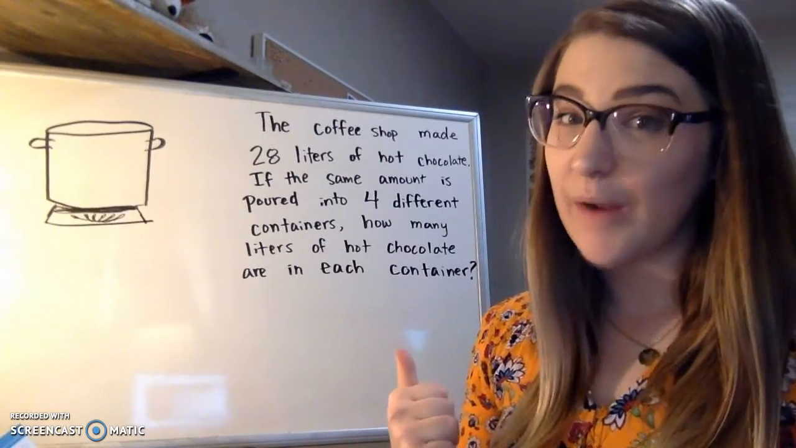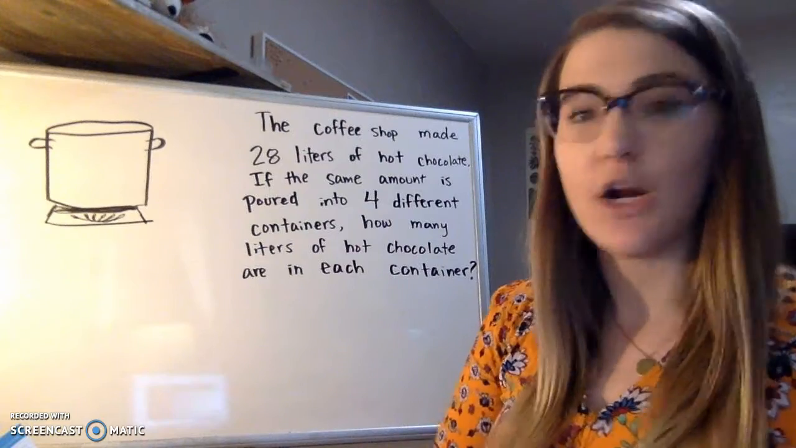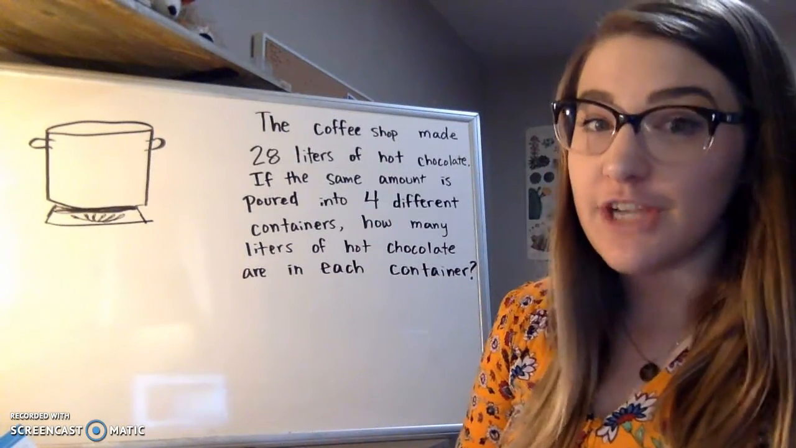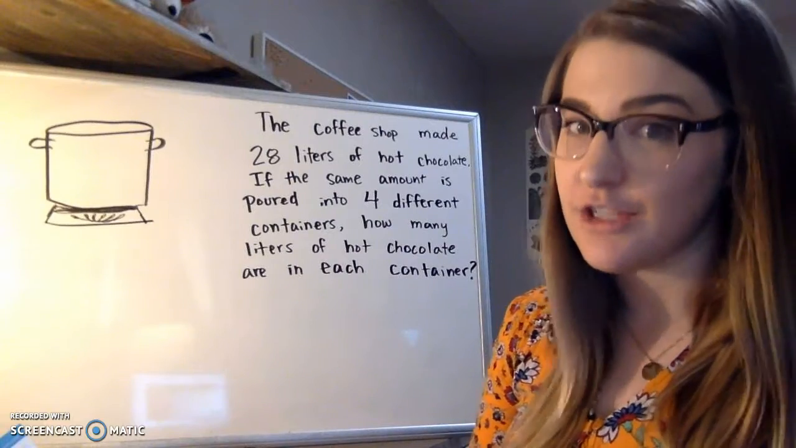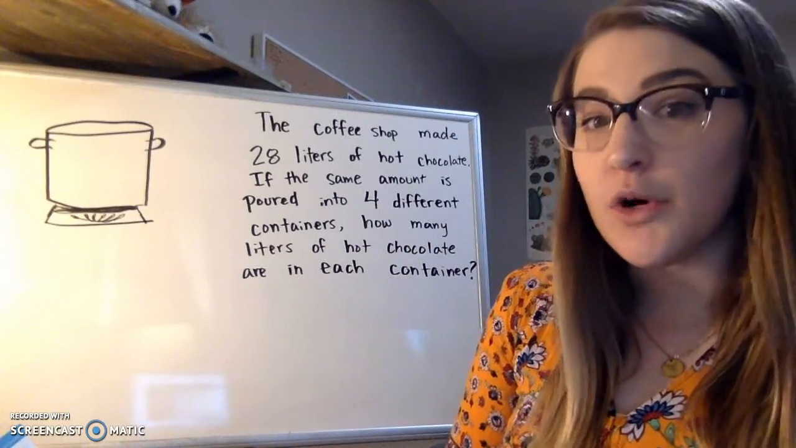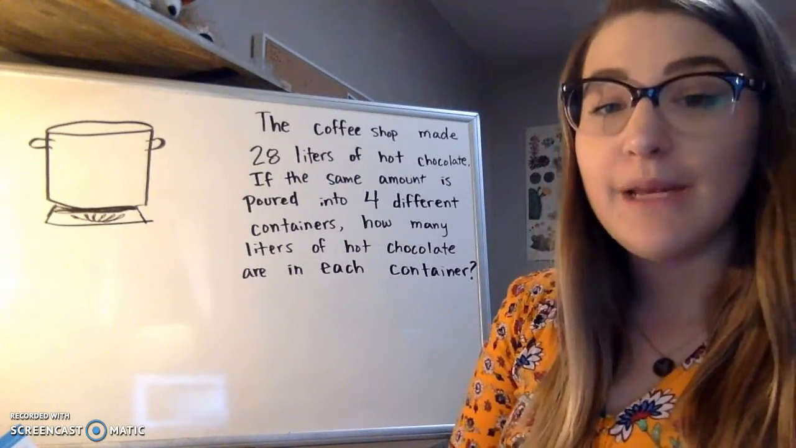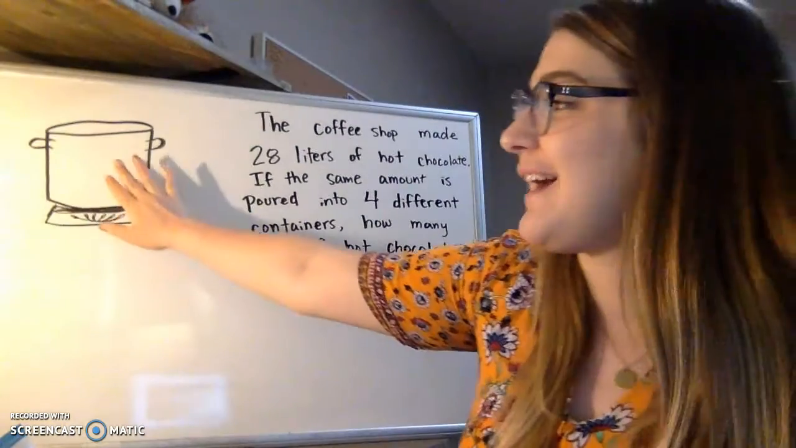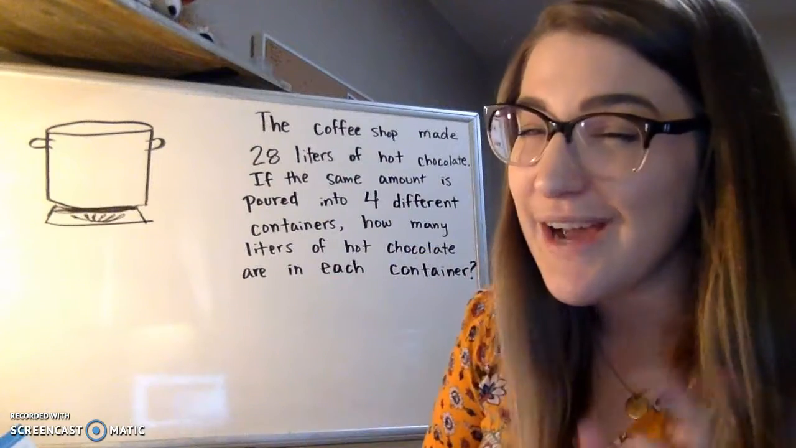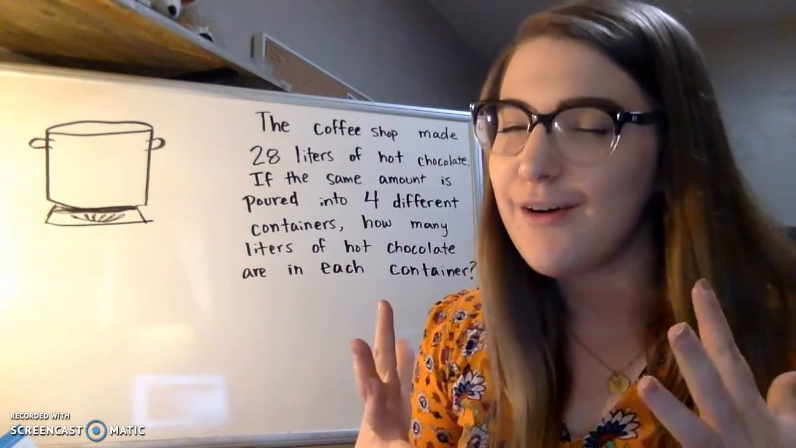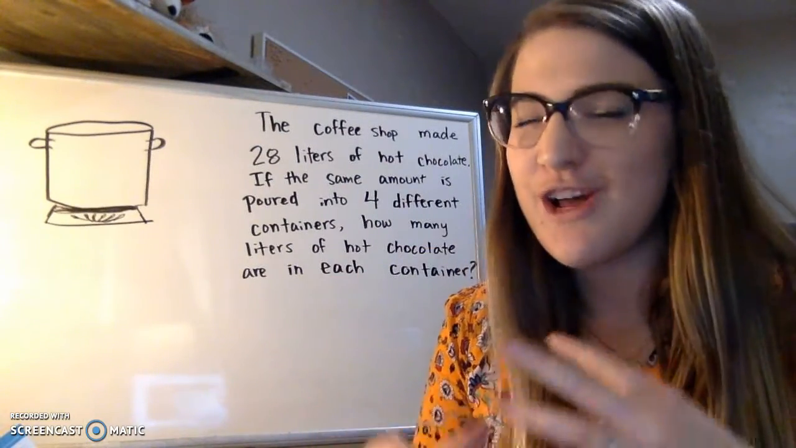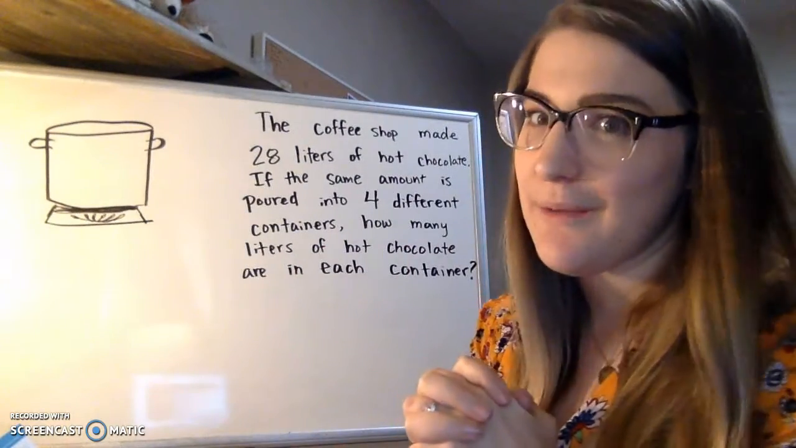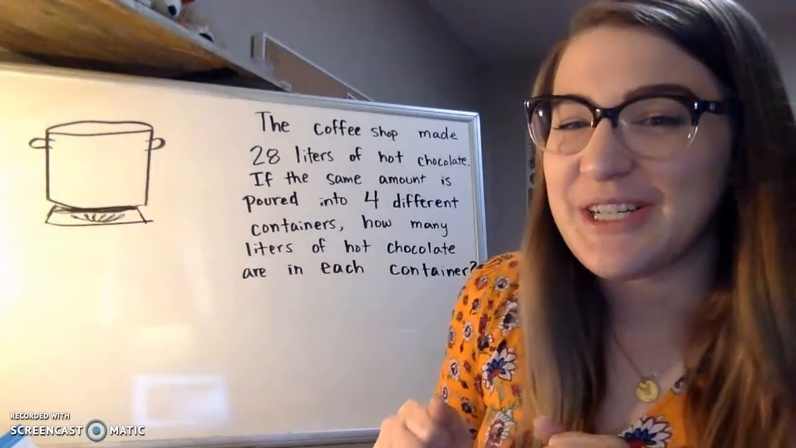All right, so our next word problem has to do with liters instead of milliliters. So it says, the coffee shop made 28 liters of hot chocolate. If the same amount is poured into 4 different containers, how many liters of hot chocolate are in each container? So I've got my little illustration up here. I don't know how you like to make your hot chocolate, but I love when hot chocolate is made on the stove with like some milk and it gets so rich and creamy. So yummy. So there's my little illustration there.